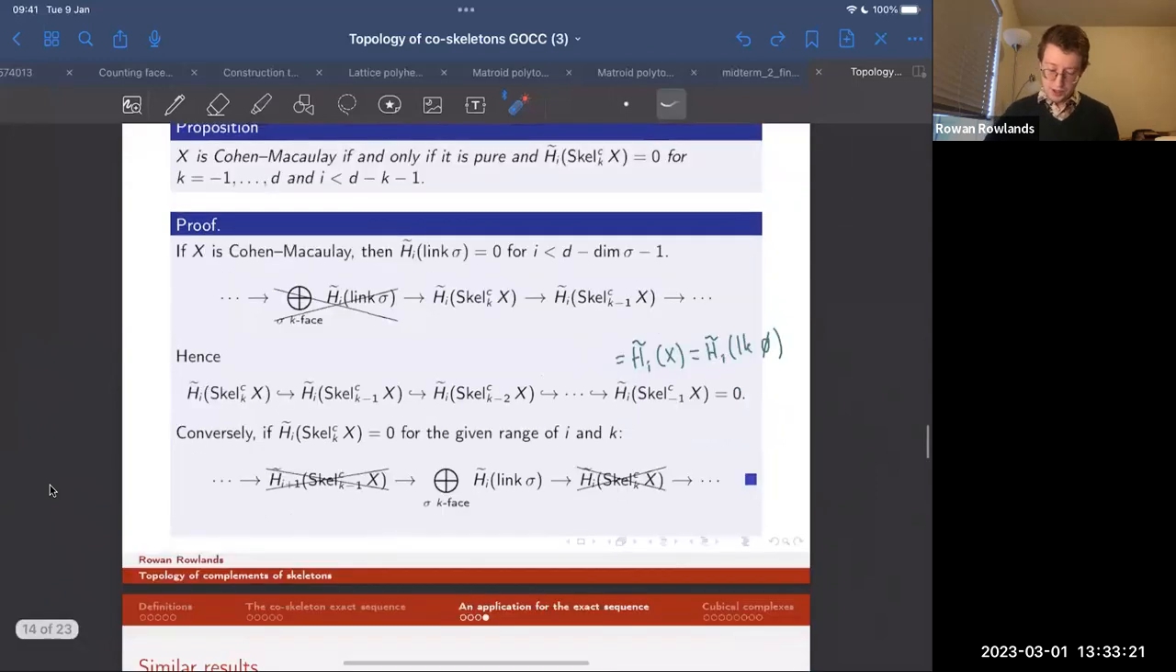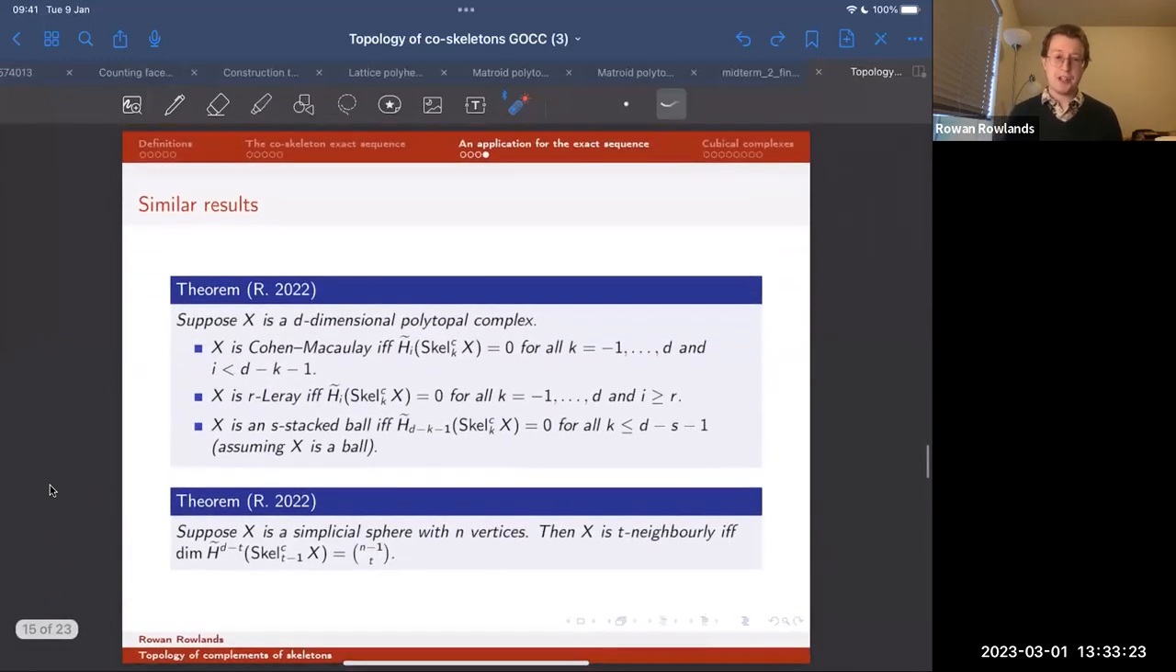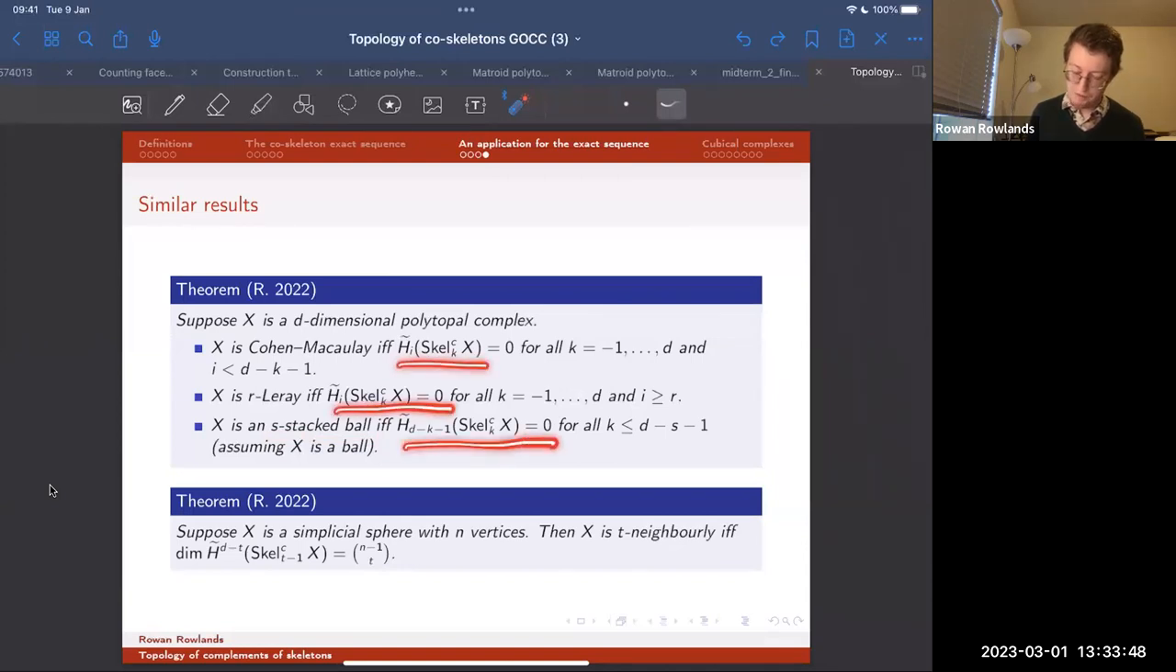There we go. So we have that result there characterizing Cohen-Macaulay spaces in terms of the homologies of the kth co-skeletons. It turns out we can actually do something similar for not just Cohen-Macaulay complexes, but a couple of other families of complexes as well. So we can get some pretty similar characterizations of a polytopic complex being R-Leray or being an S-stacked ball in terms of the ith homology of the kth co-skeleton being 0 for some range of values of k and i.